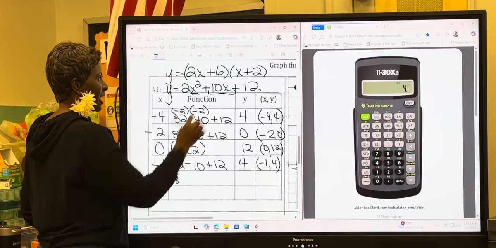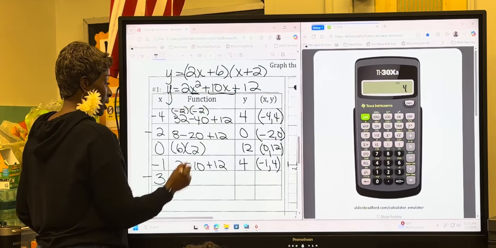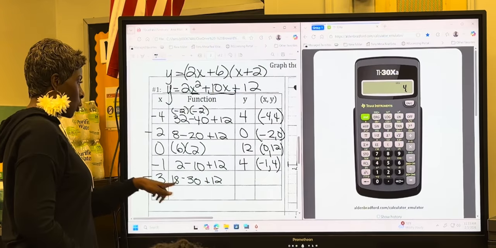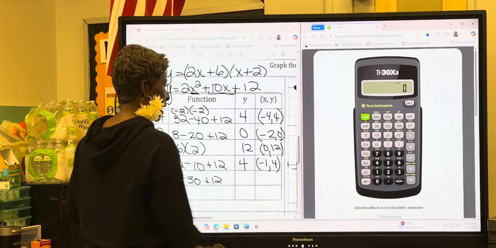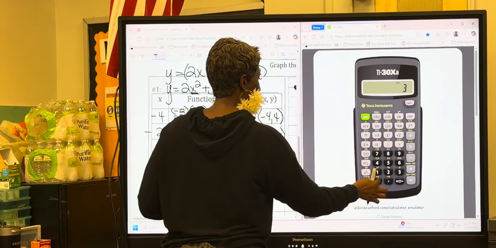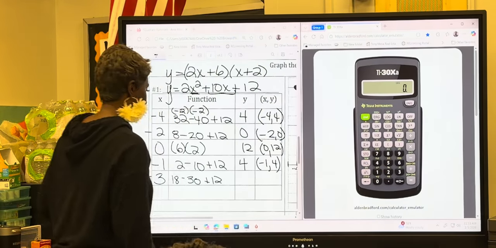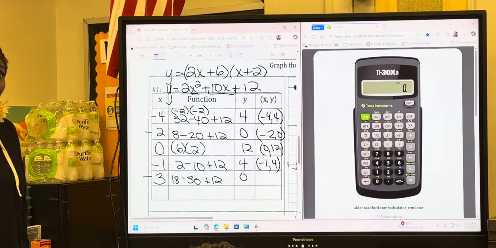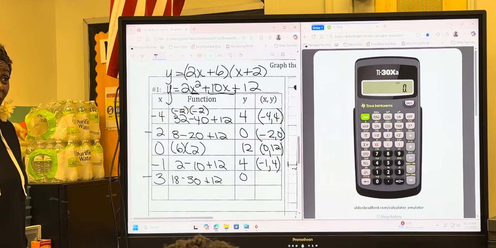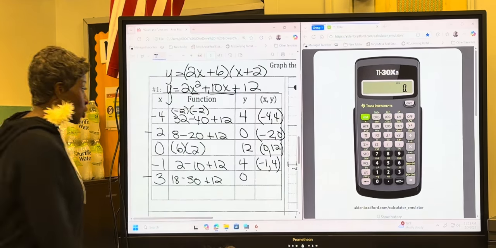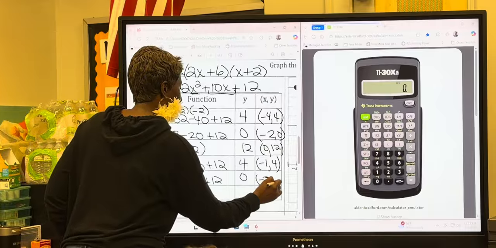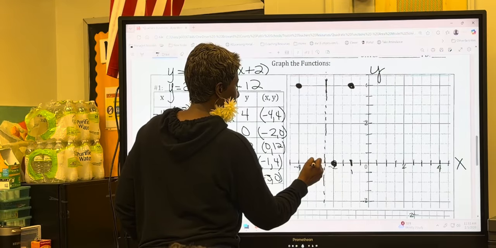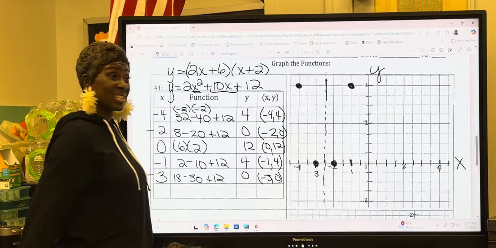Now I'm here. -3 times 10. -30. And then I just bring down 12, plus 12. So what am I putting in the calculator? 18 minus 30, plus 12. What we get? 0. What did I just find? The other x-intercept. I just found the other solution. So what is this ordered pair? -3, 0. So I'm going to go back to my graph, and I'm going to go back 3, put a point. Now, don't that make sense?